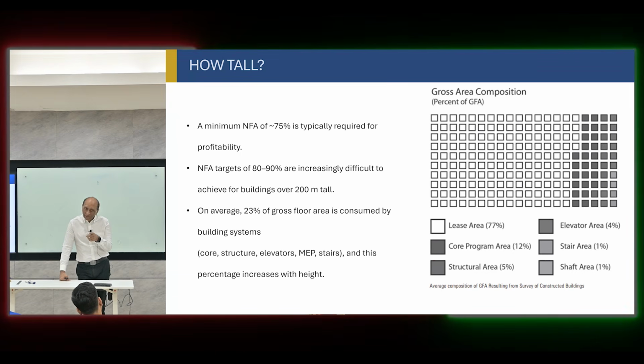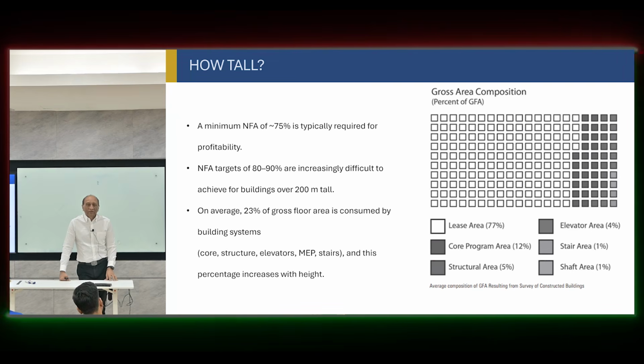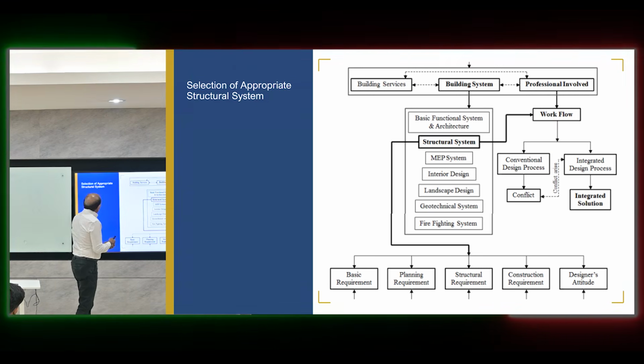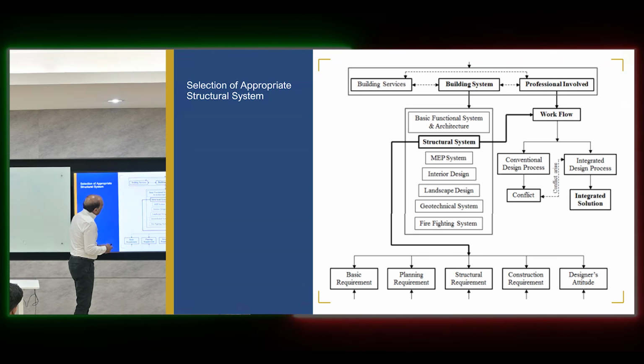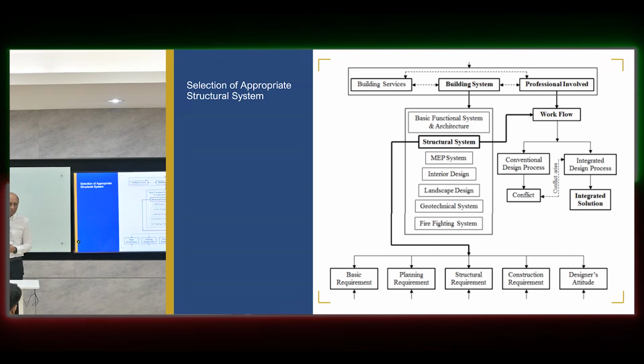So when you do your project, you should report all these things as part of your comparison. When you compare systems, you should compare these numbers. So now the question is, how do you select a structural system amongst many systems?